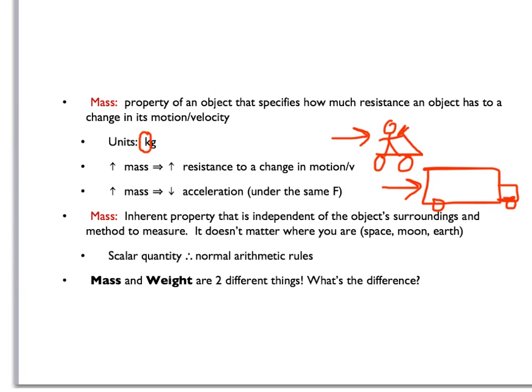But when we look at weight, weight is more of a force that a planet or something pulls on an object with. And so that force would change depending on gravity, depending on that force or that pull. So your weight would be much different on Earth versus the moon versus deep space. So mass is a scalar quantity, which means you have those normal arithmetic rules that go along with it. You could just add, subtract, without having to deal with any sort of vectors or direction that would go along with it.